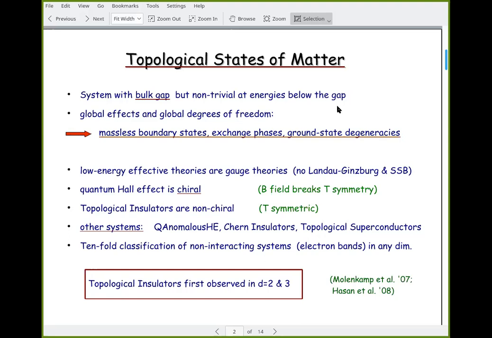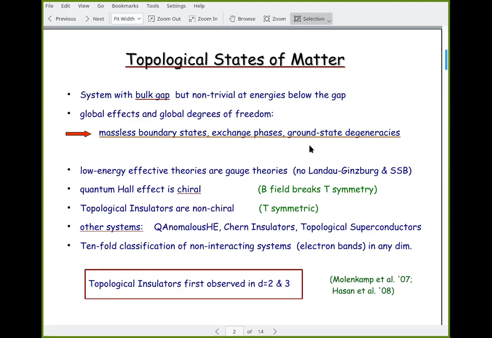These effects are not described by the ordinary approach of Landau-Ginzburg and spontaneous symmetry breaking. These are different kinds of states. No symmetry breaking, no Higgs effect; it has to do with genuine gauge theories. Then there is a major difference between a system which breaks time reversal, like a quantum Hall effect, and those that don't break time reversal.